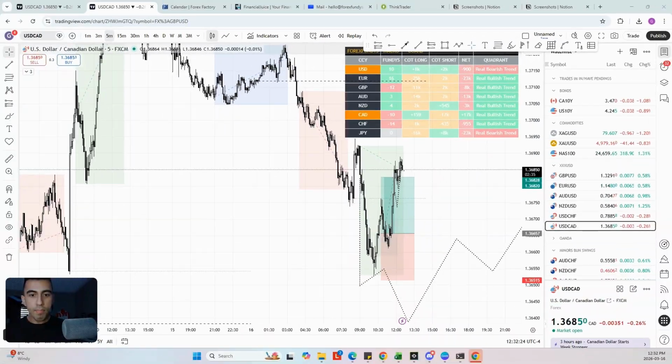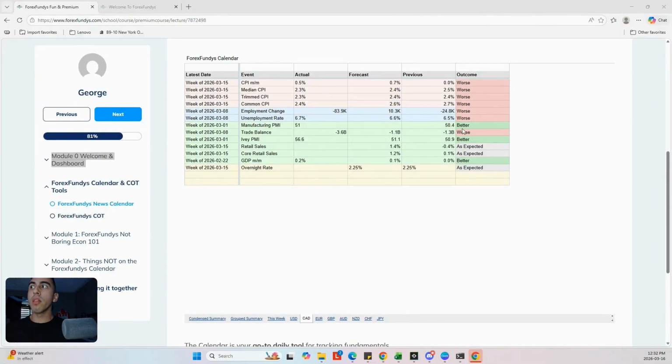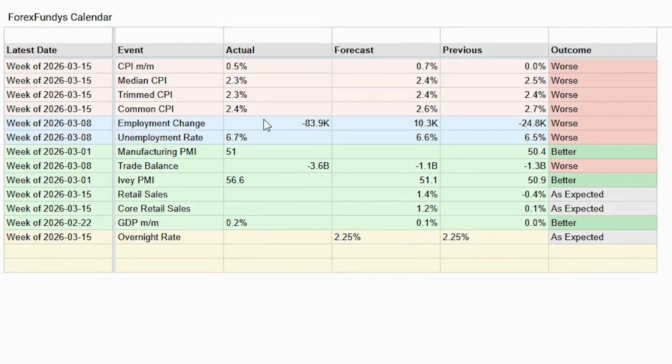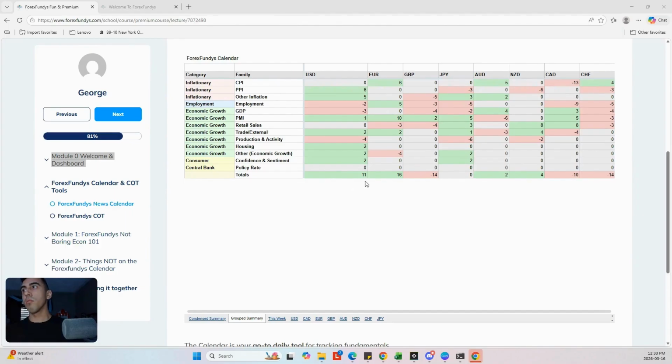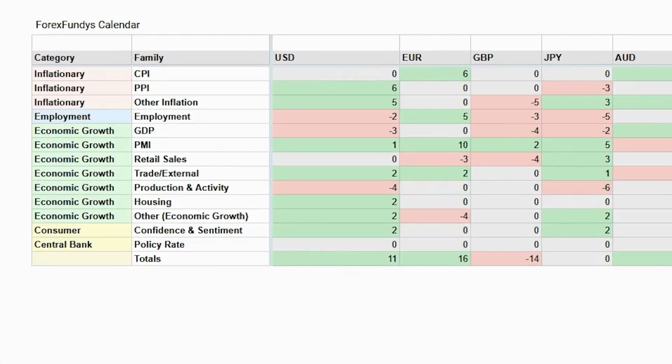And why is that? Pulling up our tools, look at the CAD unemployment rate, the employment change, how this has shifted from better to worse. And then the CPI just came in today, worse across the board. So what does this do to the CAD rating within our system here? It brought it down to a -10, whereas USD is showing 11 right now.